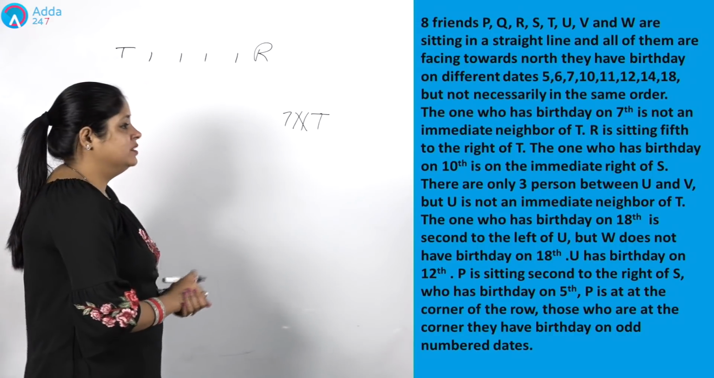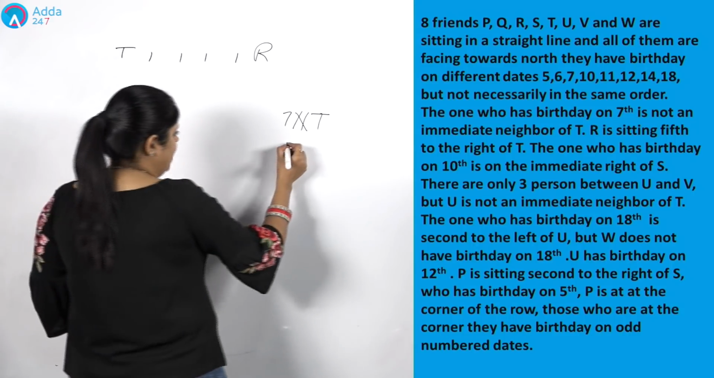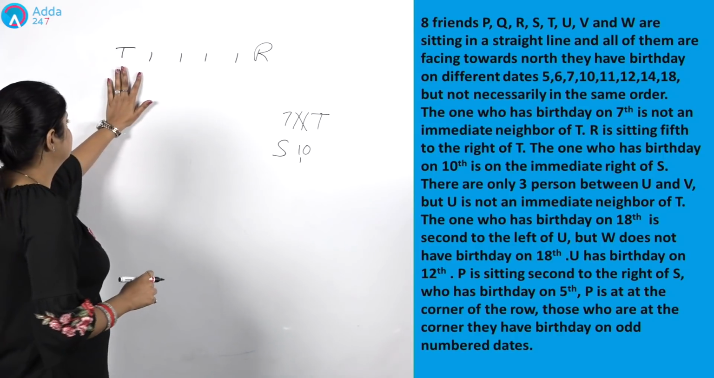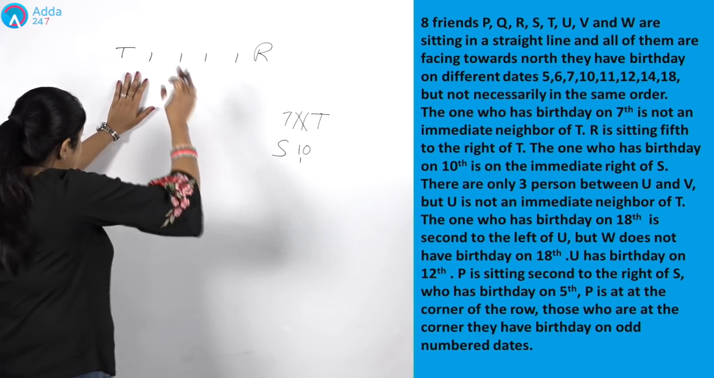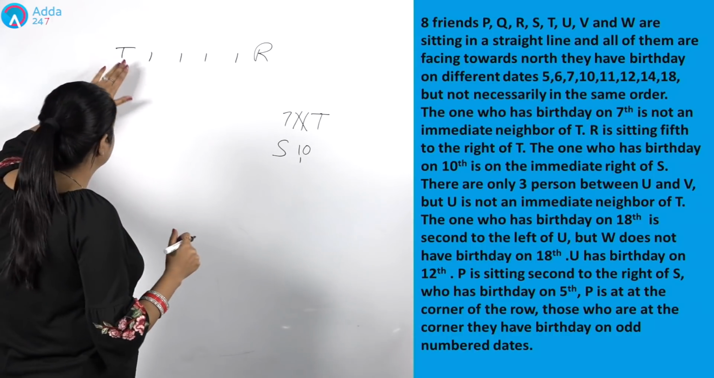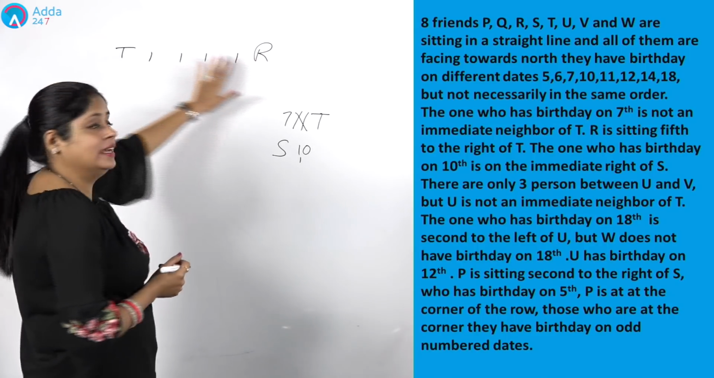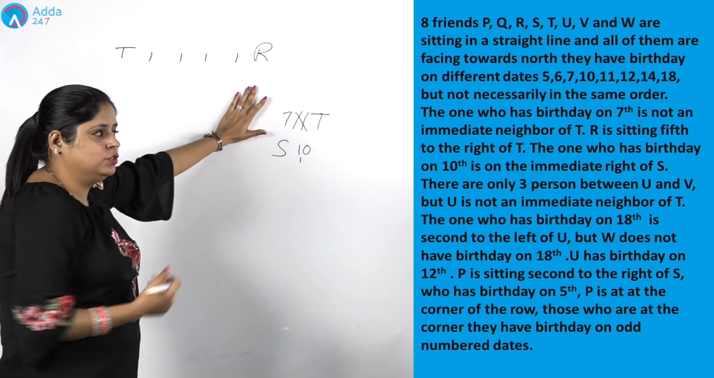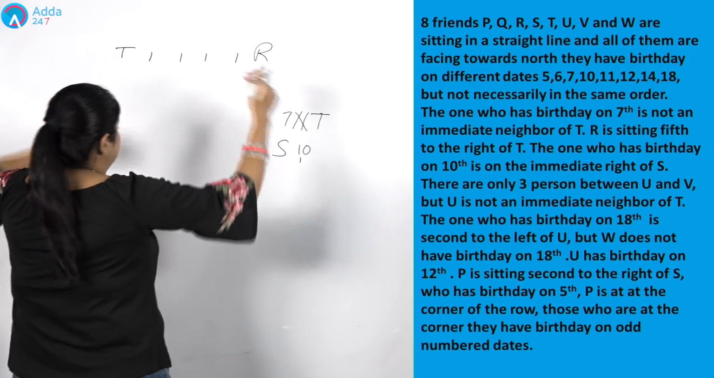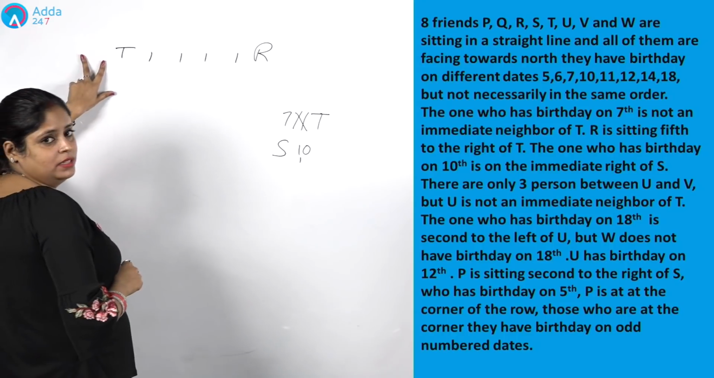Further it says, the one who has birthday on 10th is on the immediate right of S. But at this moment, if I am considering this case, then in this line itself, we have multiple cases. Why do we have multiple cases? Let's see. 1, 2, 3, 4, 5, 6. There are 6 persons. How many persons in total? There are a total of 8 persons. So, 6 are something like this. Now, 7 and 8 can be on this side also.